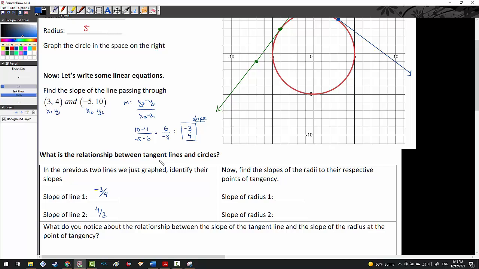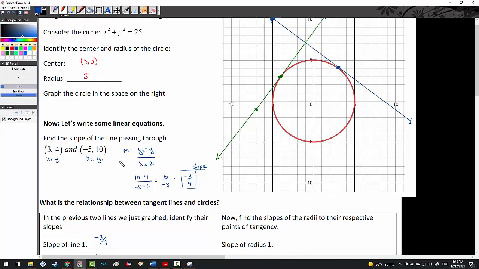Now what we're going to do is find the slopes of the radii to their respective points of tangency. The point of tangency is where the line touches the curve. So at this point, the point of tangency would be considered 3, 4. Hopefully that makes sense to you. That would go to the right 3 and up by 4. This point of tangency would be back 4 up 3, so negative 4, 3 would be the point of tangency.